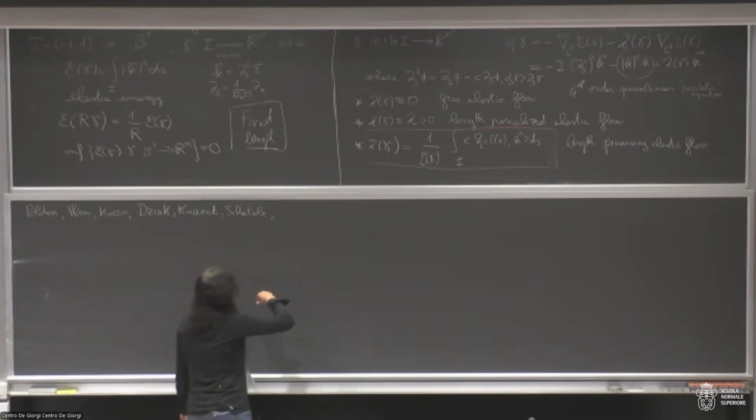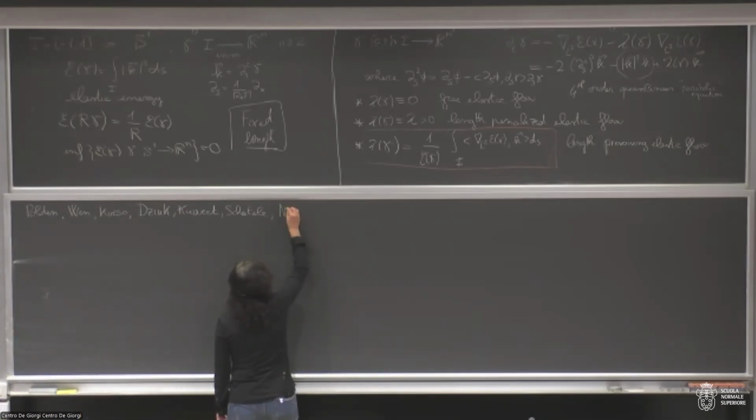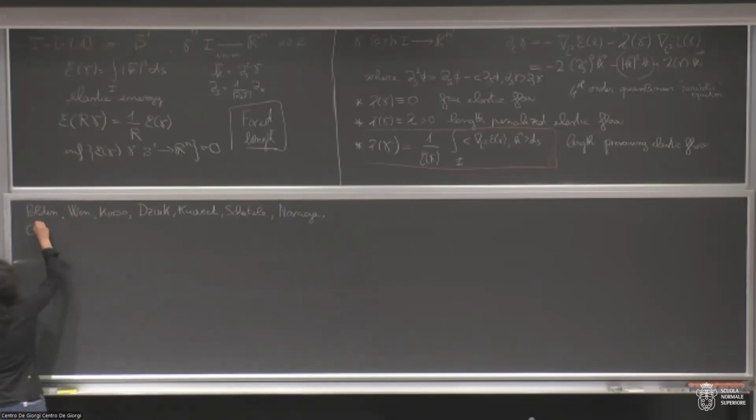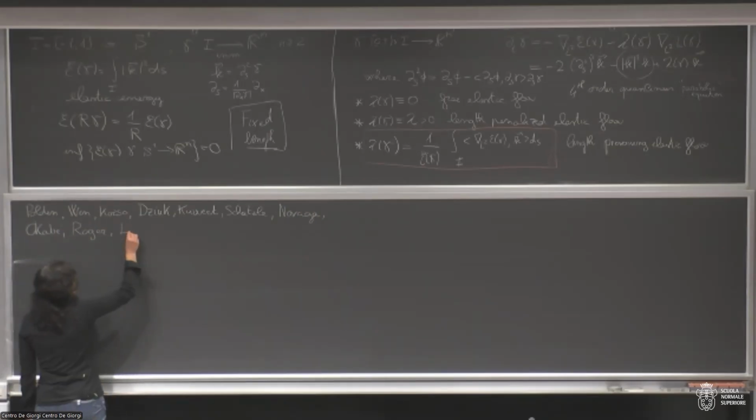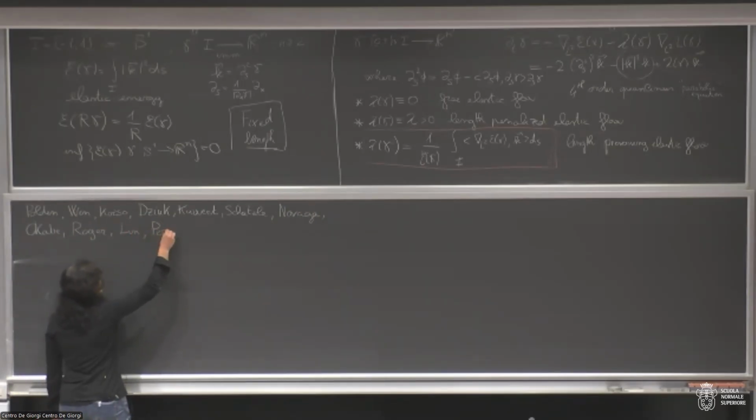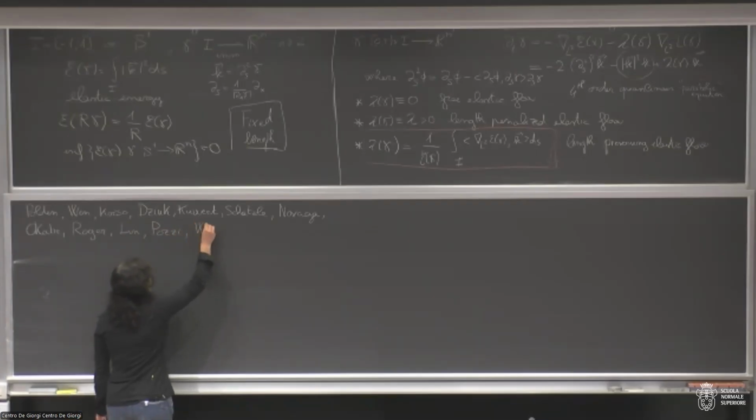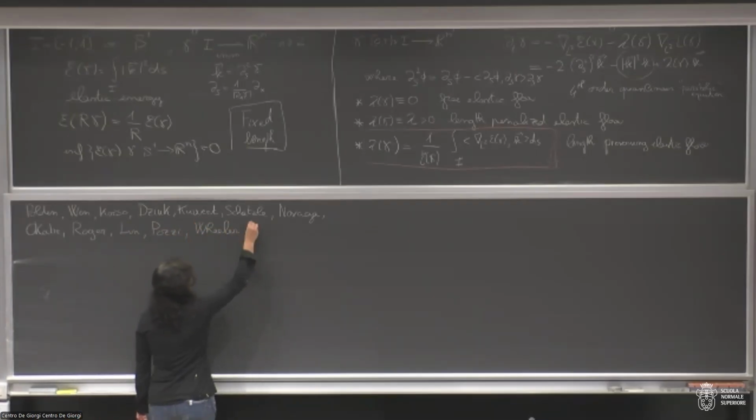And then there are a lot of other contributions, so Miura, Novaga, Okabe. Let me write also Röger, with Schätzle, who studied some gamma limit that gave rise to the elastic energy. Then there is Chun-Chun Lee, Paola Pozzi, Glen Wheeler, McCoy.